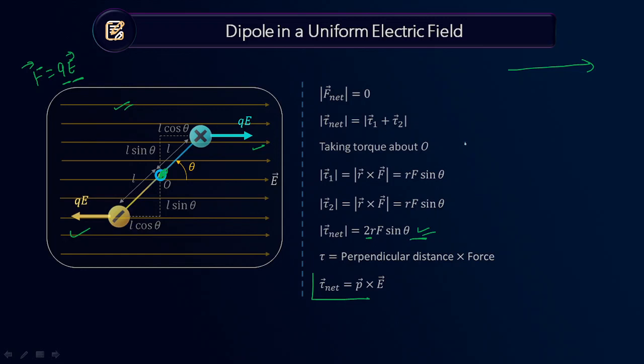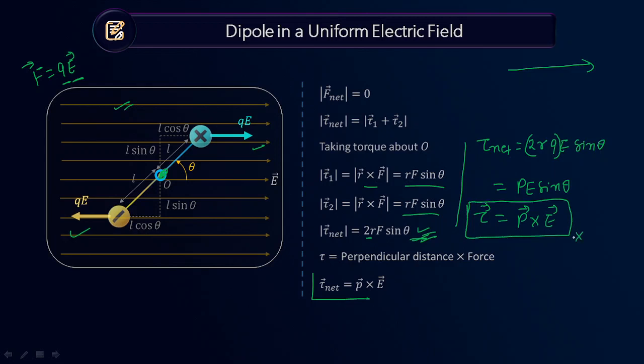Can I say that this part is clear to everyone? Torque due to the first force is RF sine theta, and due to the second force again RF sine theta. So torque net is equal to 2RF, and I can write F as Q times E, right? So 2RQE sine theta. Now this part, 2RQ, is nothing but the dipole moment P. So we can say PE sine theta, which is P cross E. So why not E cross P? If we check the direction, E cross P will be in the opposite direction of rotation. So our answer should be P cross E. Clear to everyone?